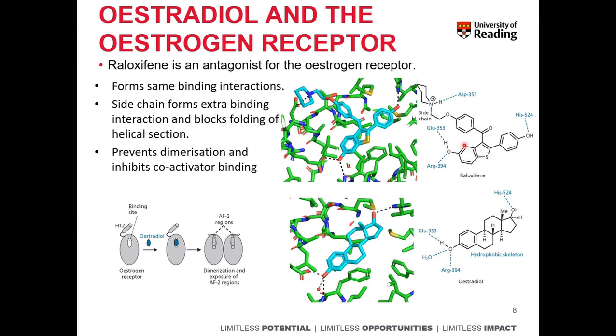Now the binding of this antagonist to that receptor inhibits that folding of the helical section, and this prevents the dimerization and it inhibits the cofactor binding to the protein. So what it means is that this antagonist is able to stop the protein production, and it does it by binding with the same binding interactions and some additional interactions to interfere with the function of the protein itself.